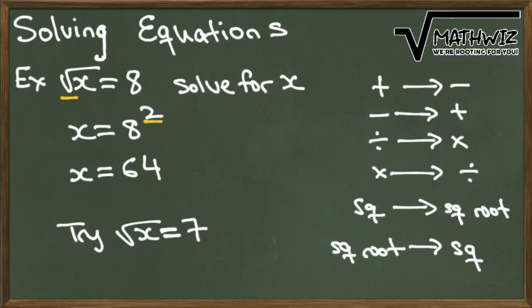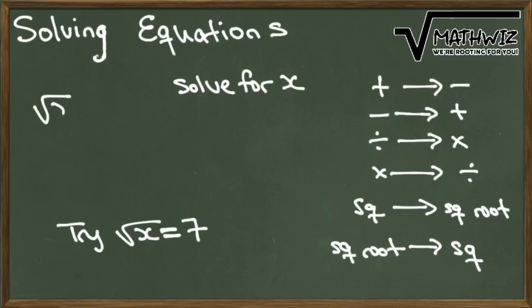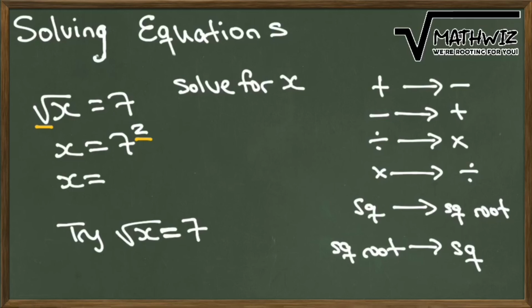Okay, so I'm going to give you one question to work on your own. So you can go ahead, pause the video, and once you're finished working it out, you can press play to receive the solution. Okay, so we have the square root of x is equal to 7. To get rid of the square root, we will have to square the opposite side. And to square the opposite side, we would have 7 squared, and 7 squared is 49.